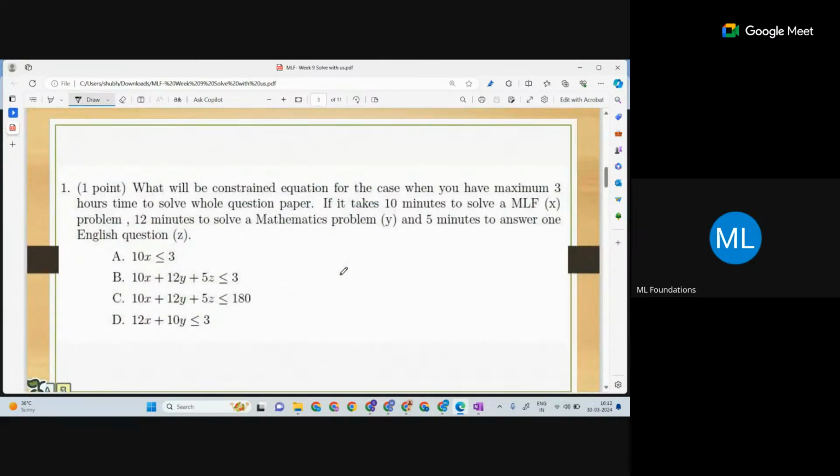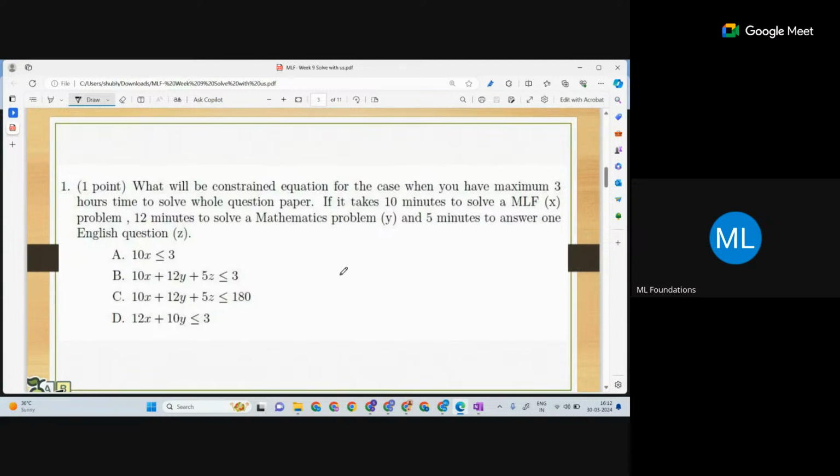And this is the first question. In this question, we need to find some constraint, and regarding the constraint, we have information. What will be the constraint equation for the case when you have maximum 3 hours to solve the whole question paper, if it takes 10 minutes to solve an MLF problem, 12 minutes to solve a mathematics problem, and 5 minutes to answer an English question set?